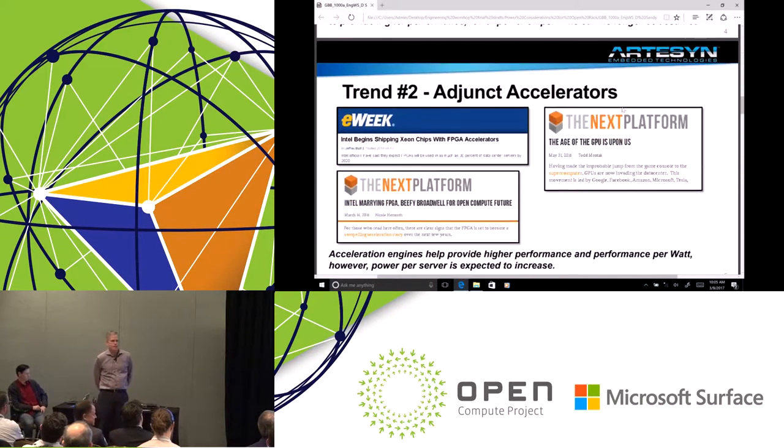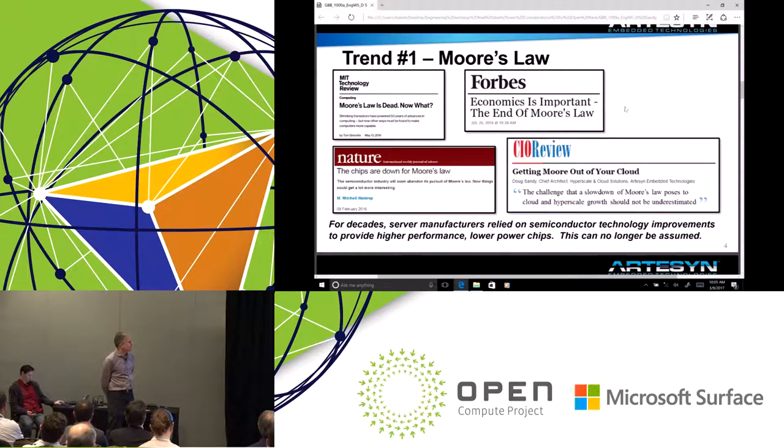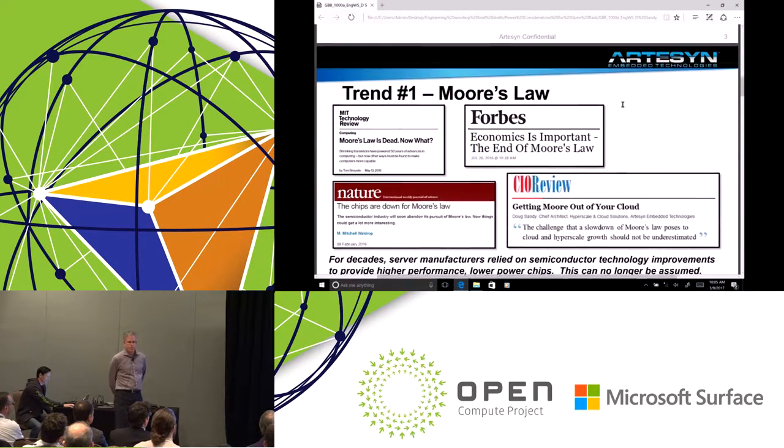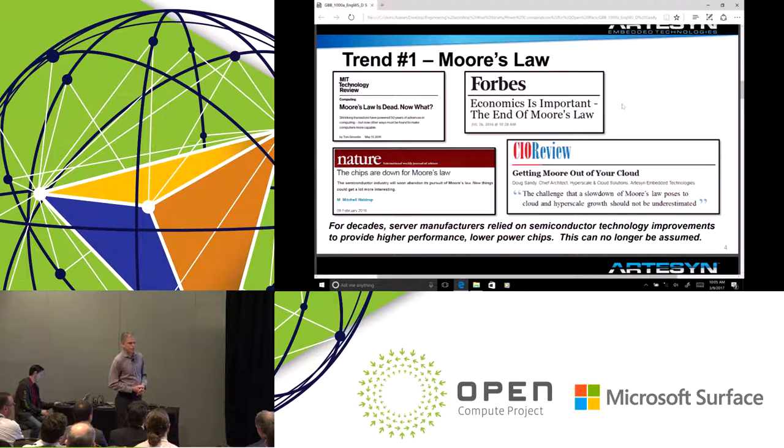Gordon Moore stated that the number of transistors that can be economically produced in a piece of silicon is going to double roughly every 2 years. The consensus is out: Moore's Law is dead. This doesn't mean that we can't get further improvements in semiconductor die shrinks. It just means the economics around it have fallen apart.